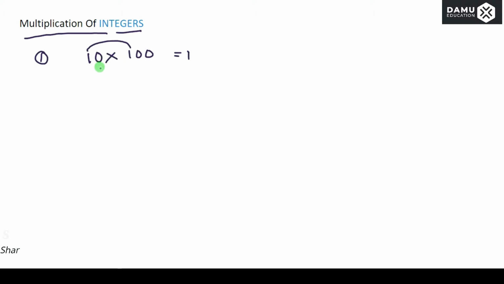Then what are the remaining zeros? Here 1 zero is there. Here 2, 3, so 3 zeros are there. So just add 3 zeros. So 10 into 100 will be 1000. So our first case is that one.